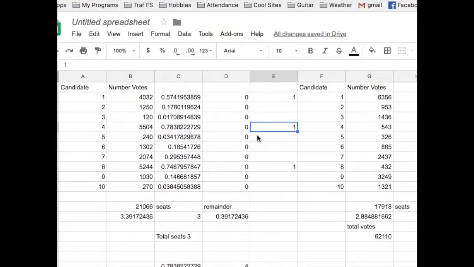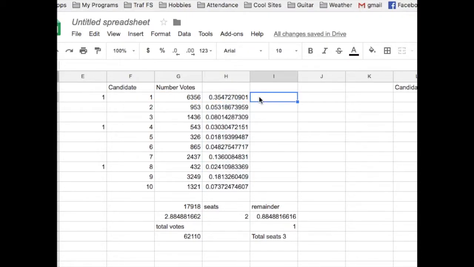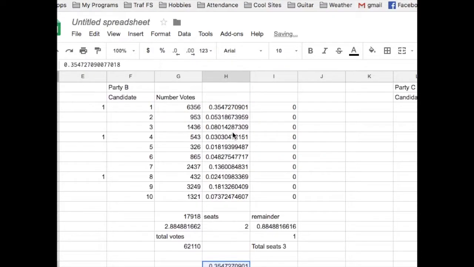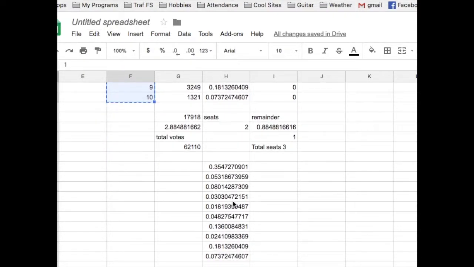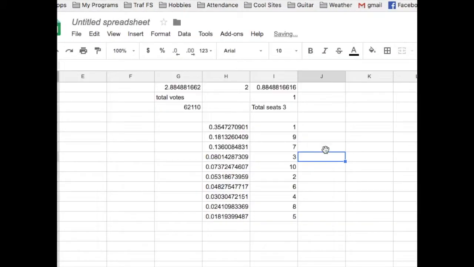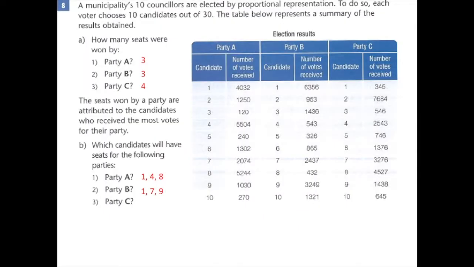For Party B, let's do the same thing. We have 3 seats, so it's the number of votes for each candidate divided by the total votes for that party, times the number of seats gained by that party. I'm locking onto the G14. Fill that down. Let's look at the floor of that, rounding down. If I fill that down, we still have zeros. There's only remainders, so I'm going to copy that. Edit, paste special, values only. I'm going to get these numbers, put them beside our candidates, and then sort. Data, sort range from highest to lowest. And so it's 1, 9, and 7. So 1, 7, and 9 each get a seat.